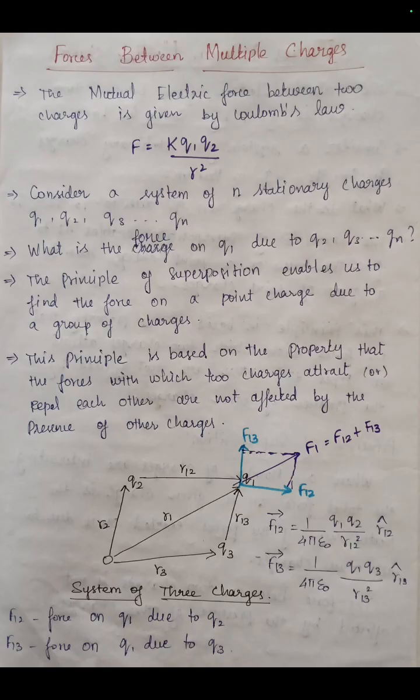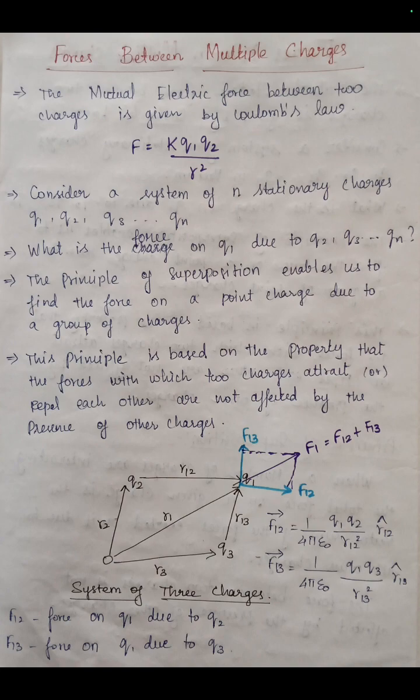Consider the force on the charge Q1 due to Q2 is F12, and the force on the charge Q1 due to Q3 is F13. According to Coulomb's law, F12 is 1 by 4 pi epsilon naught Q1 Q2 by R12 square R12 cap. Here R12 cap is the unit vector which is used to specify the direction of the force. Here the force is repulsive because all these charges are like charges. So the repulsive force direction will be like this.